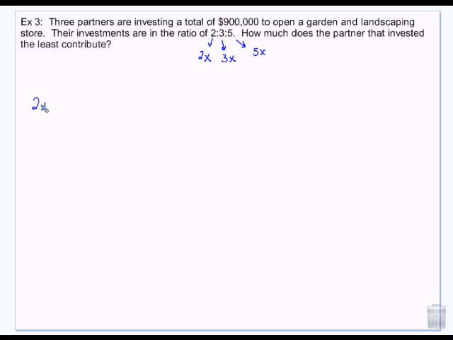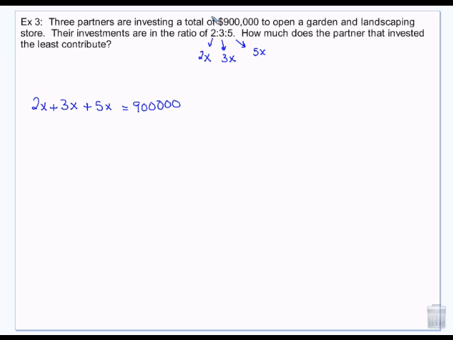And if I take them all together, that equals $900,000. So the ratio is 2 to 3 to 5. So x is just some dollar amount. And so this is 2 times that dollar amount, 3 times that dollar amount, and 5 times that dollar amount. That's the ratio that the partners invested. So I add those together and I get the total.